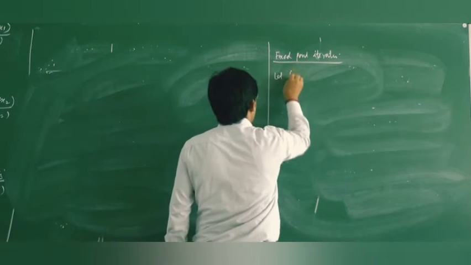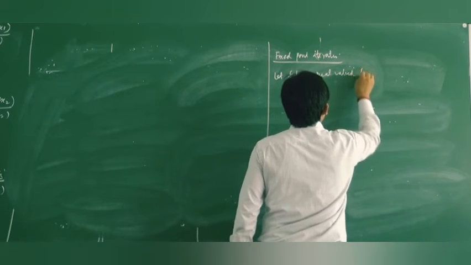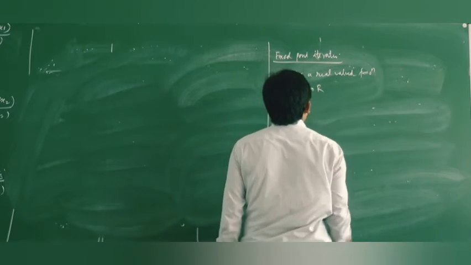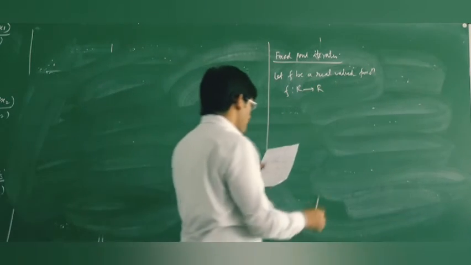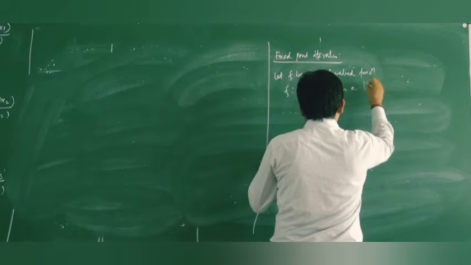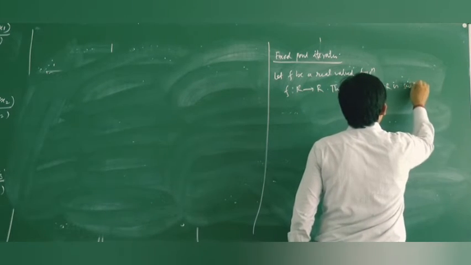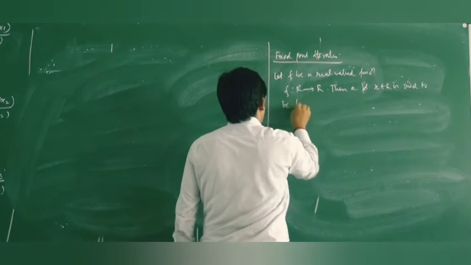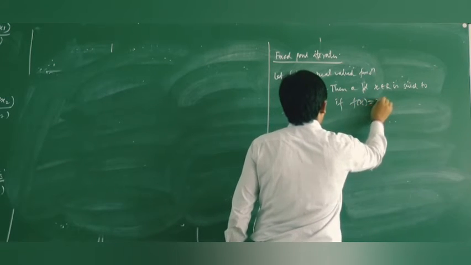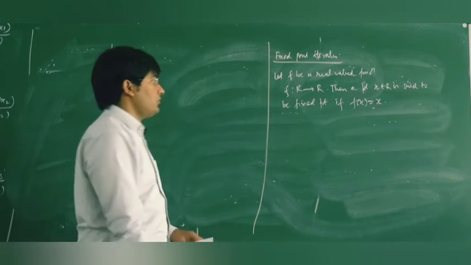So let f be a real valued function, then a point x belonging to R is said to be a fixed point if f of x is equal to x.